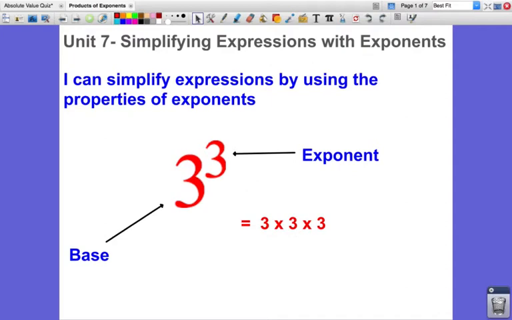What we'll be doing a lot of is multiplying two numbers that both have exponents on them. If you look at your I can statement, it says I can simplify expressions by using the properties of exponents. So we're going to learn new properties of exponents today, and they're going to help us really simplify these.